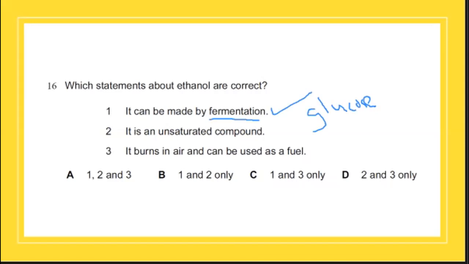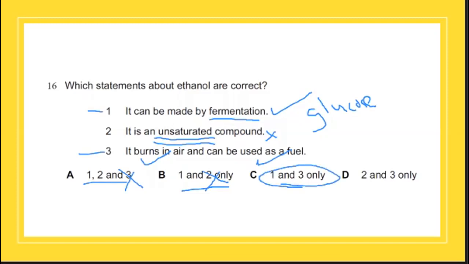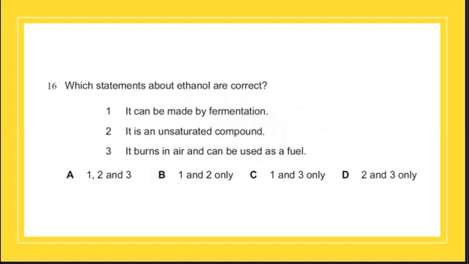It is an unsaturated compound. Unsaturated compounds have double bonds present, right? We are dealing with ethanol. Ethanol has only single bonds, so it cannot be considered an unsaturated compound. In fact, ethanol is saturated, not unsaturated. Next, it burns in air and can be used as a fuel. Yes, ethanol will burn in air to give you carbon dioxide and water, and yes, it can be used as a fuel, as a source of fuel. So options one and three are correct. A is out, B is not the answer. So C, one and three only, that is our answer. Right, so the answer to this question is C, one and three alone.